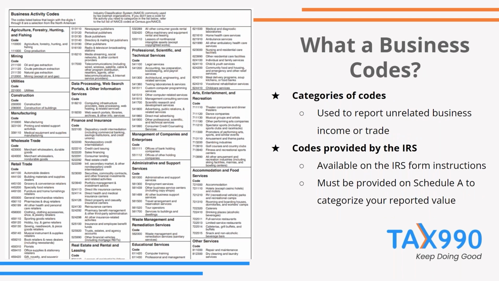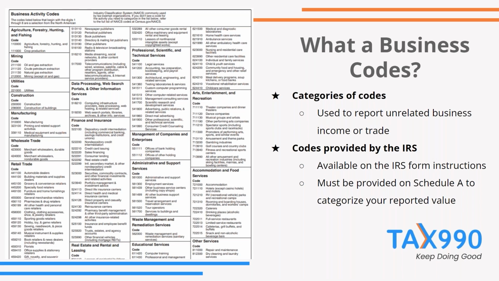A business code is a 6-digit number that is used to categorize the type of unrelated business income or trade. The IRS form instructions include an extensive list of business code categories. On each Schedule A, enter the business activity code that best describes the organization's unrelated trade or business reported on that Schedule A.